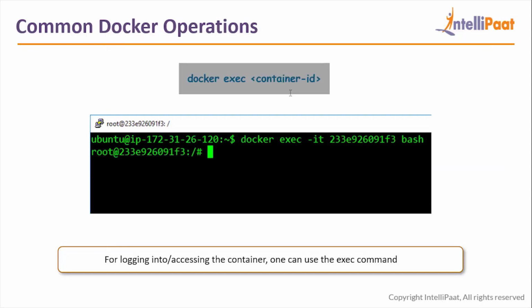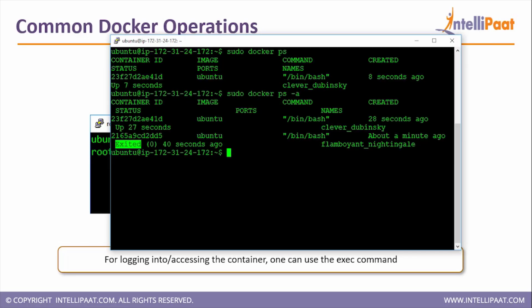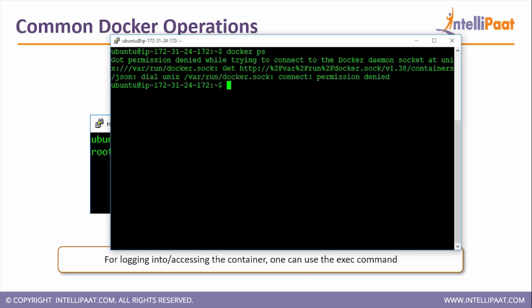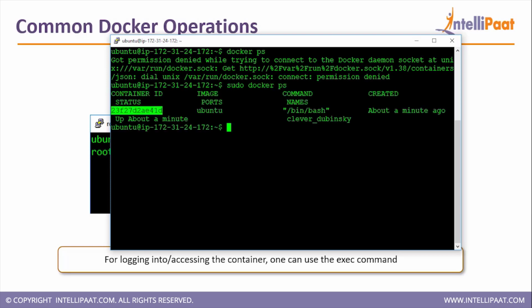Now the next step would be to work with the container. So we have started the containers, but the next step would be to start working on them. How can we do that? We can basically do that using the command docker exec. First we'll get the container ID, using docker ps. All right, so this is the container ID of the container which is currently running.